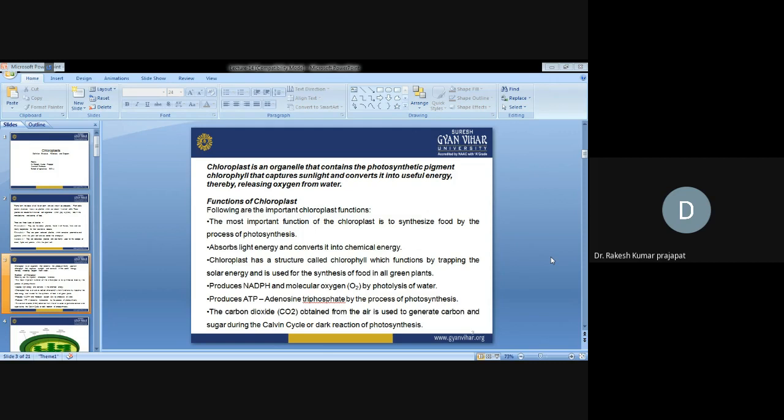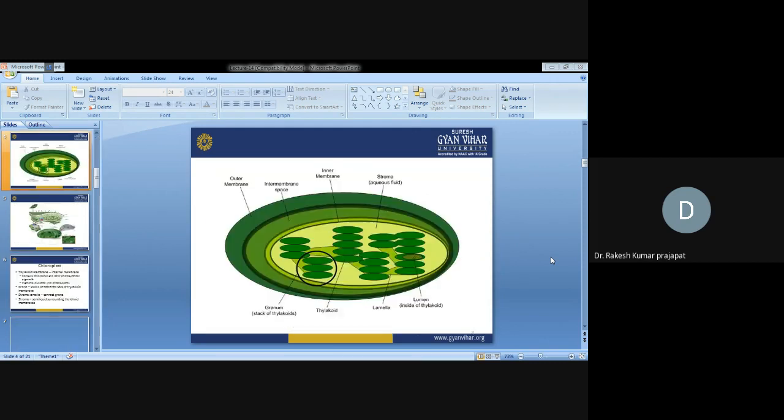The carbon dioxide obtained from the air is used to generate carbon and sugar during the Calvin cycle, the dark reaction of photosynthesis. So this is the structure of chloroplast. Here you can see it's a double membrane cell organelle. Double membrane, let me explain.